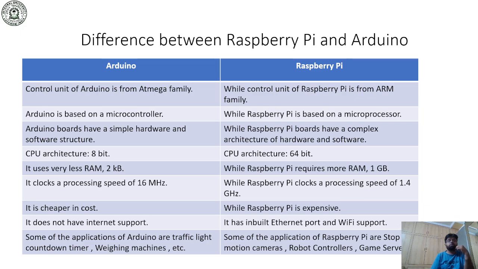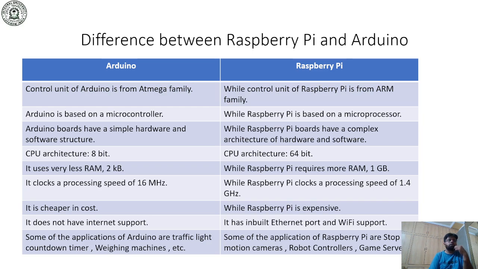The cost of Arduino is cheaper as compared to the Raspberry Pi. But if we compare the Raspberry Pi with a computer system, you get a cheaper price as compared to the computer system. Arduino does not have internet support, but Raspberry Pi has an inbuilt Ethernet port and Wi-Fi support, so you can easily connect your Raspberry Pi with the internet.